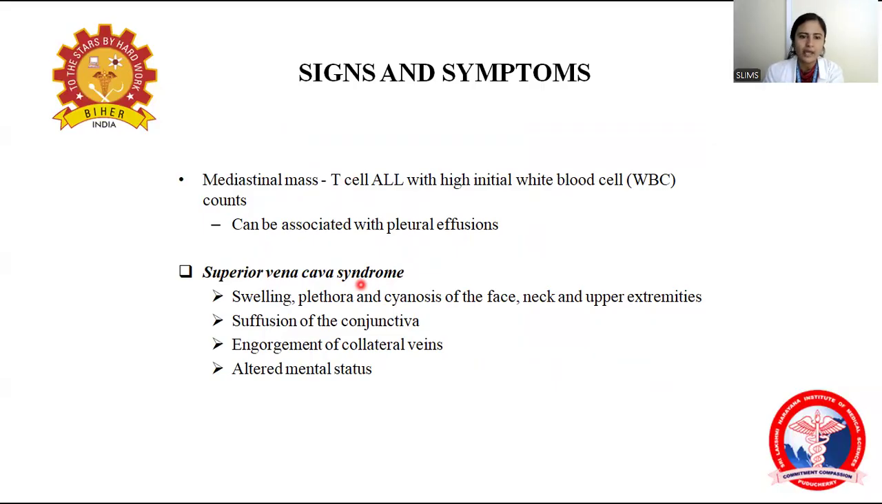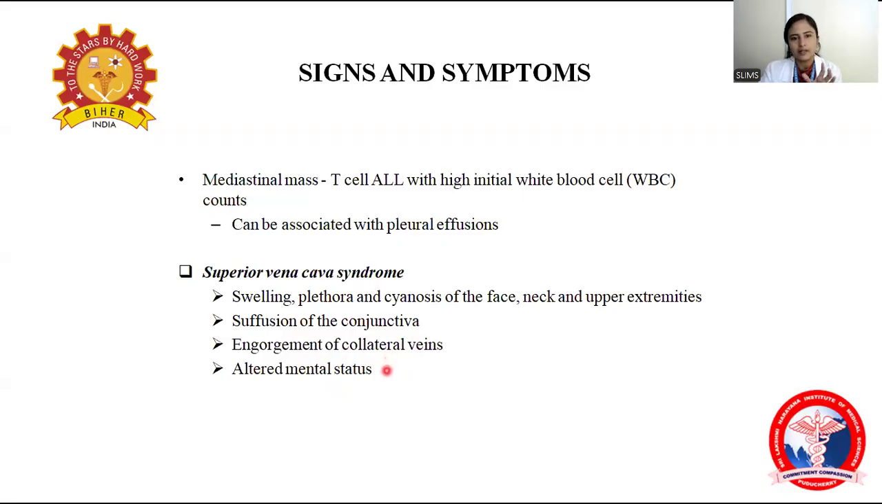So the blood from the head and neck is obstructed. What will happen? There will be congestion, swelling, plethora of face, neck and upper extremities, conjunctival suffusion, engorgement of collateral veins, and altered mental status due to decreased cerebral blood flow. So this is superior vena cava syndrome.